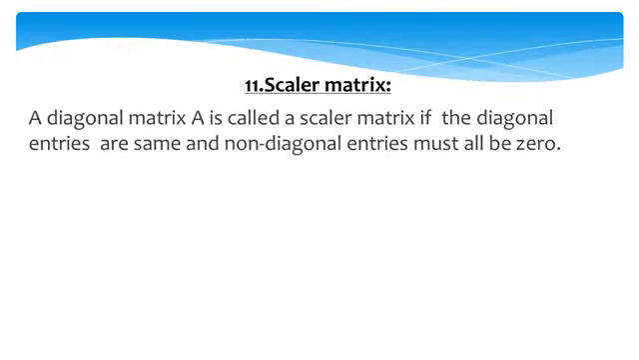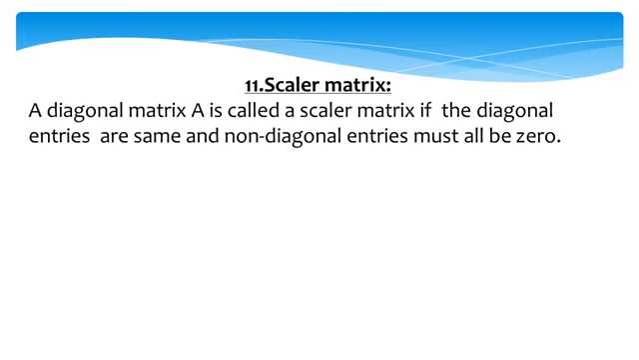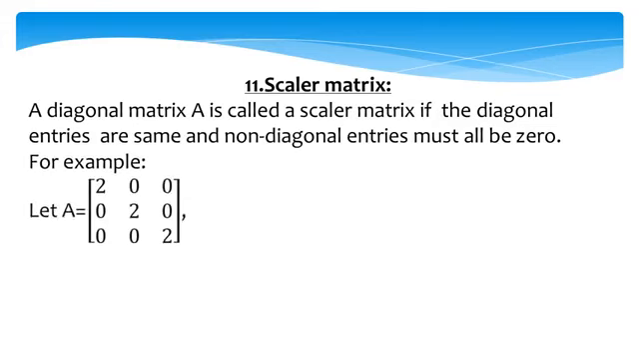Scalar matrix. A diagonal matrix A is called a scalar matrix if the diagonal entries are the same and the non-diagonal entries must all be 0. For example, let A have the same diagonal elements 2, 2, 2 and other elements 0. In B, the diagonal elements are minus 6 and other elements are 0.